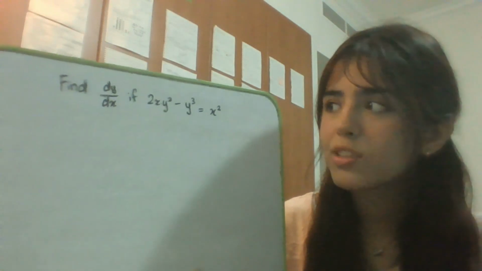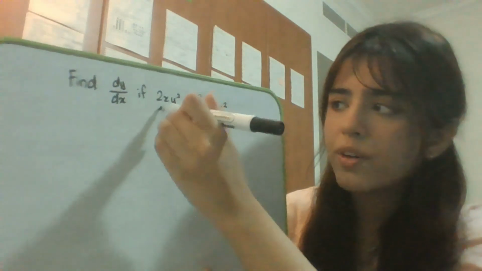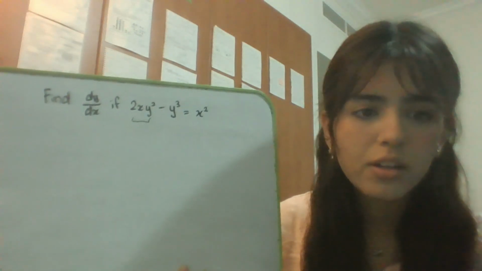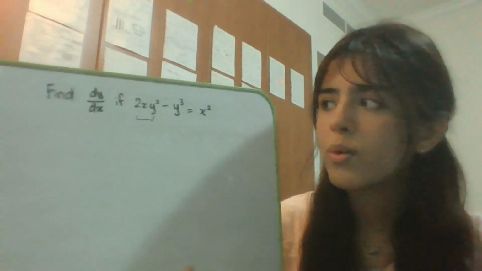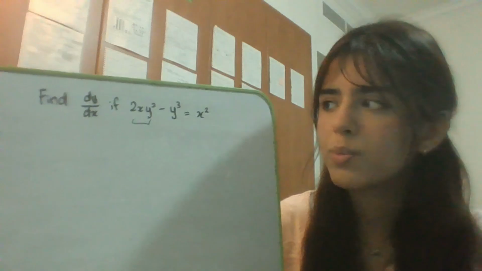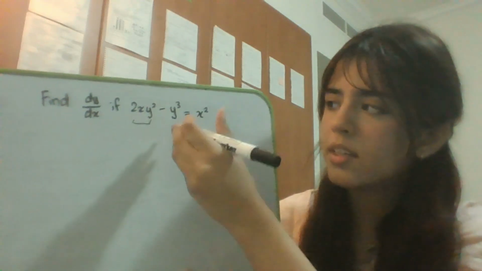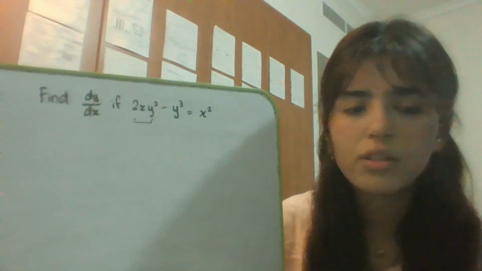Okay, so the extra step is that here two variables are being multiplied with each other. And when that happens, we have to use product rule to differentiate. We can't use power rule here, so we're going to use product rule. And here is just normal power rule for the other terms.